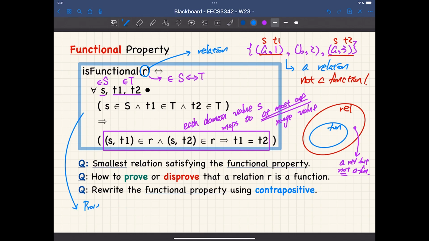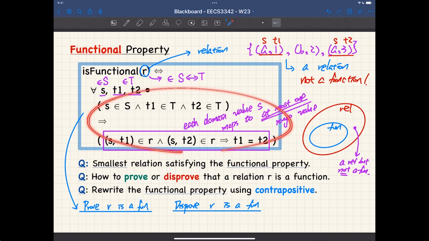If I want to prove that R is a function versus disprove that R is a function. The reason it is so important for you to see this connection is because we're going to see many definitions like this. When we talk about injective function, surjective function, bijective function, they all have this universal quantification. So I'm going to talk about just the very first one in detail.